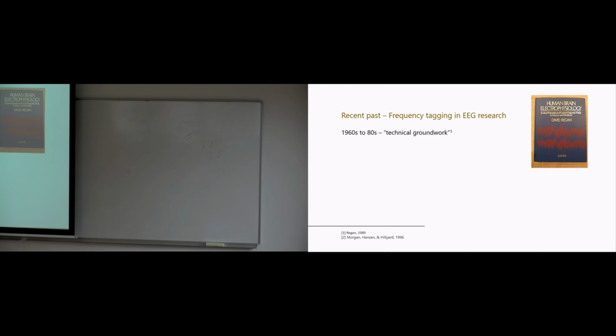I think especially on the neuronal level, not really with human subjects. They did that too, but essentially they were looking into the neurophysiology of these signals.